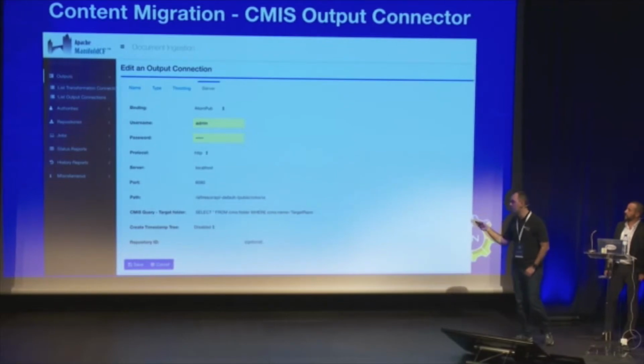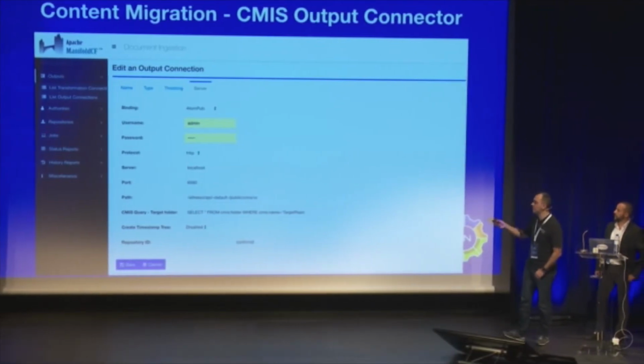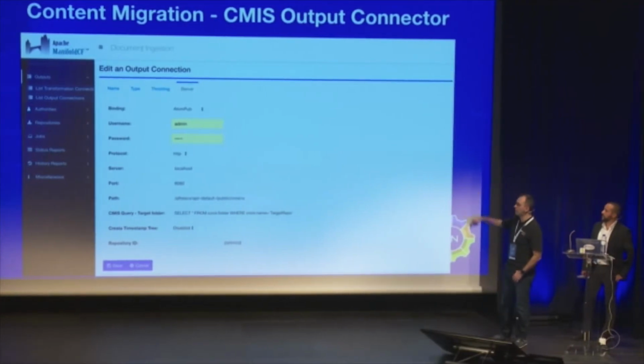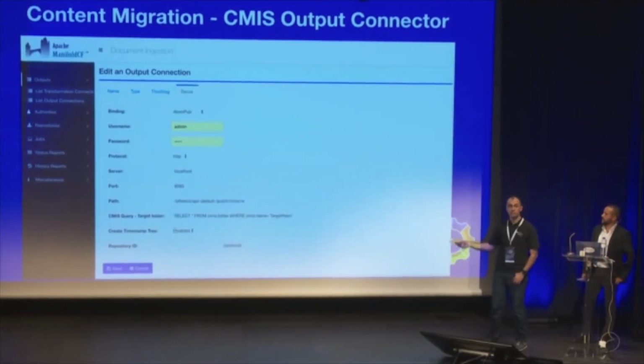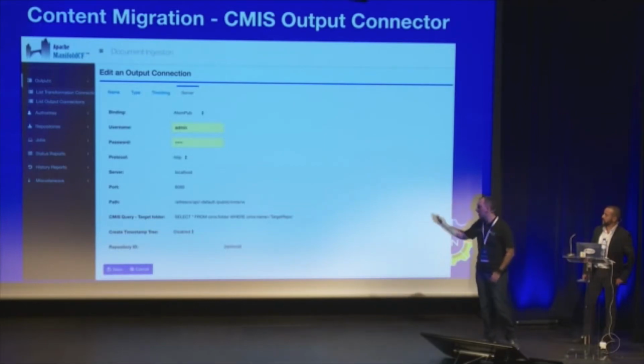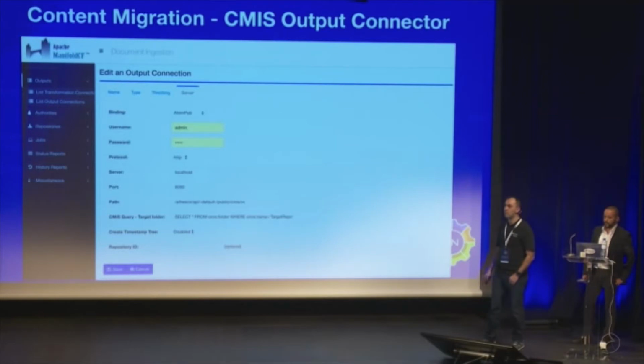So this is an example of the configuration from the output connection side. Using the ManifoldCF user interface, you just need to configure the endpoint with the user that can access writing permission against the target repository. And this is an example of how to configure an Alfresco as a target repository.